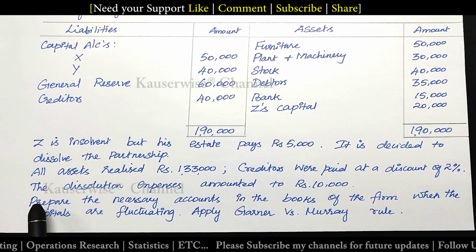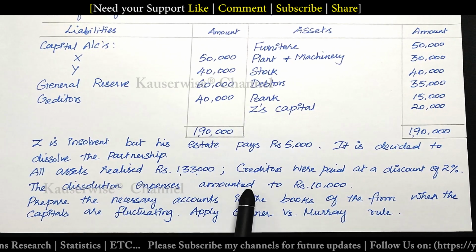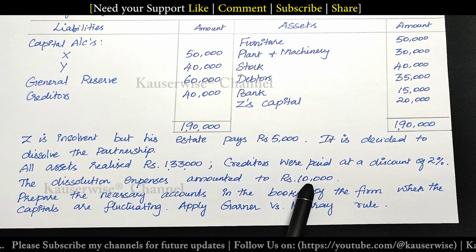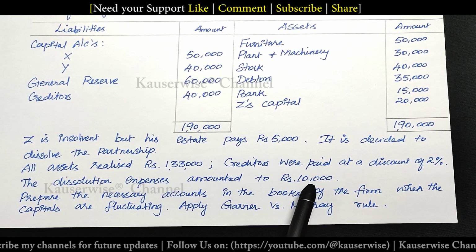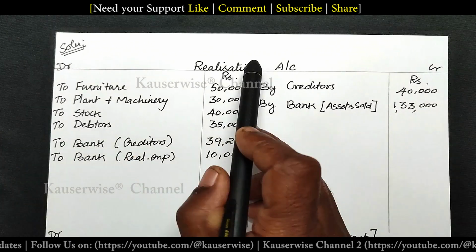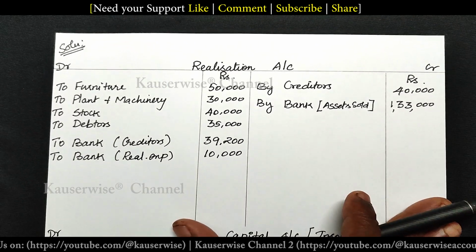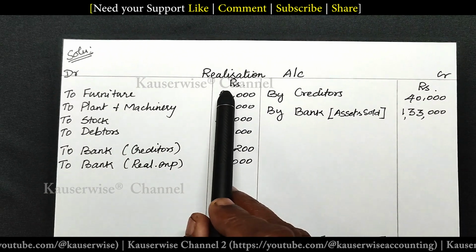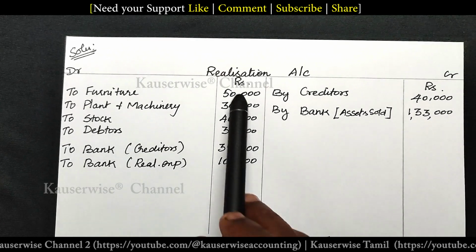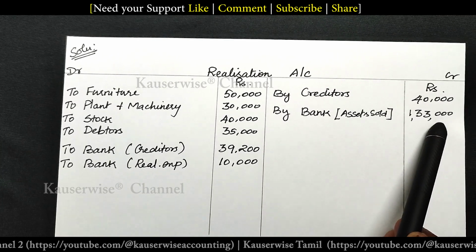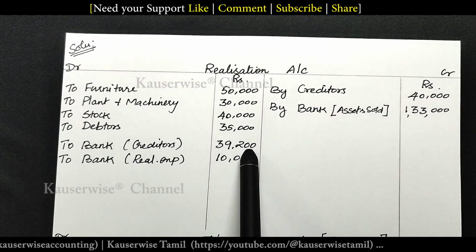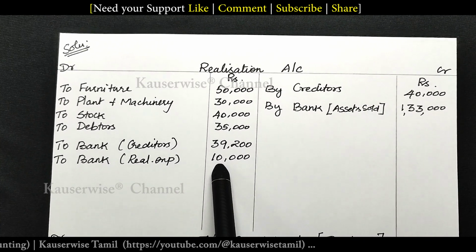Now we need to enter the dissolution expenses amounting to rupees 10,000. This is also a payment, so you have to enter it under the debit side of the realization account. We have entered the realization expense of 10,000 under the debit side. So far we have transferred all the assets and third party liabilities, and we have entered the assets realized for cash, 1,33,000, and the 39,200 paid after allowing the 2% discount, and the realization expense of 10,000 paid.